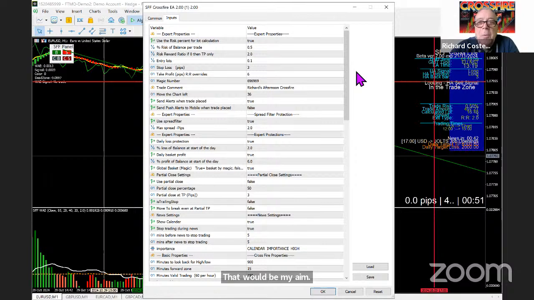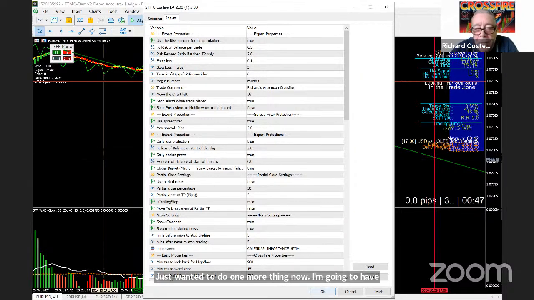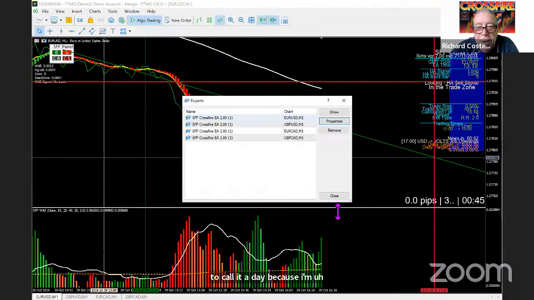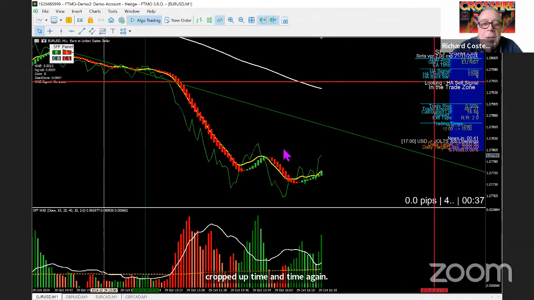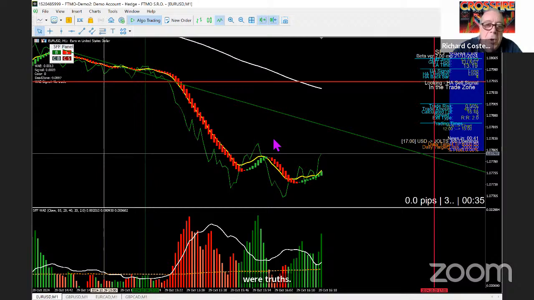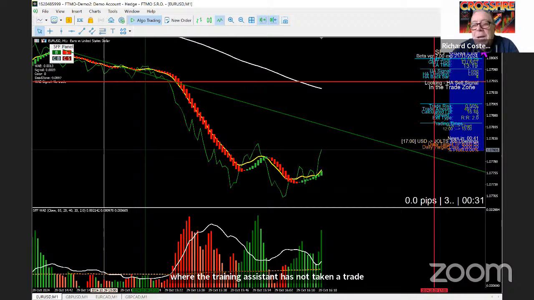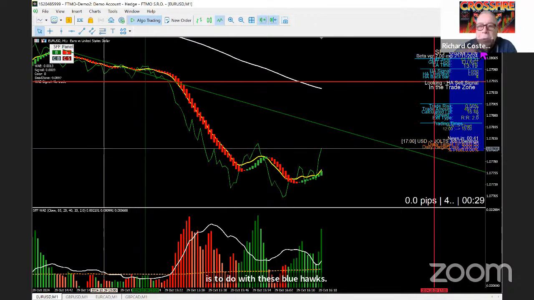Just wanted to do one more thing, then I'm going to have to call it a day because I'm well over time. Something that has cropped up time and time again, where the trading assistant has not taken a trade, is to do with these blue hats. I just want to go through how you can. So on each chart, you need a blue hat.